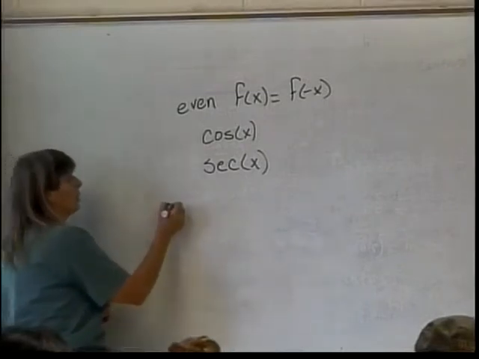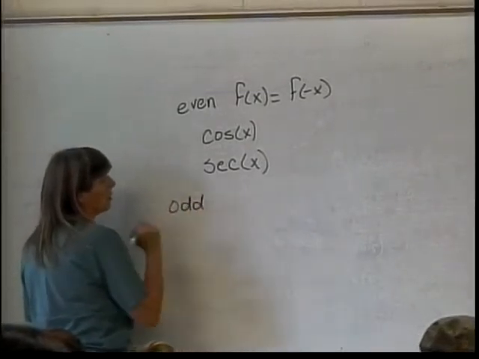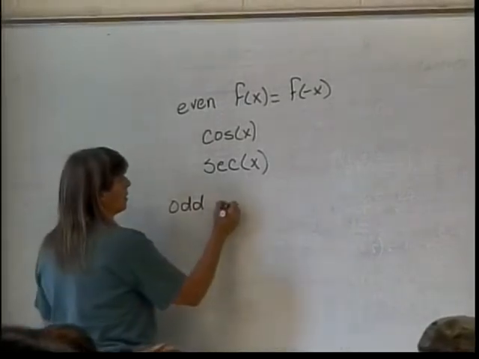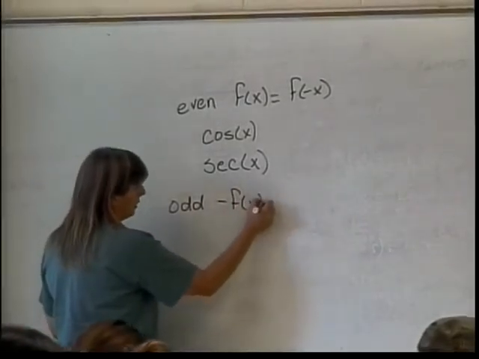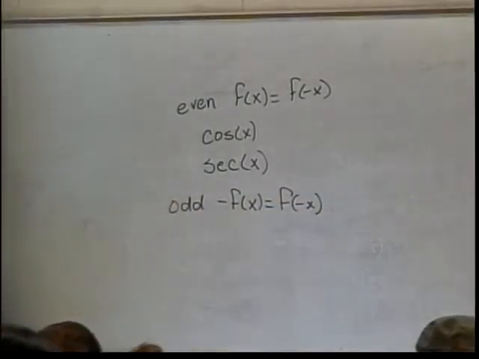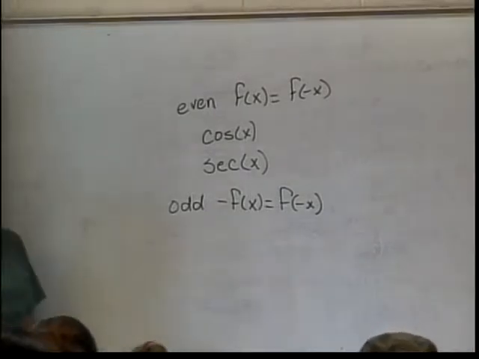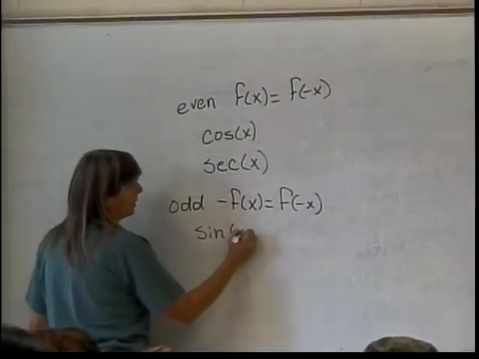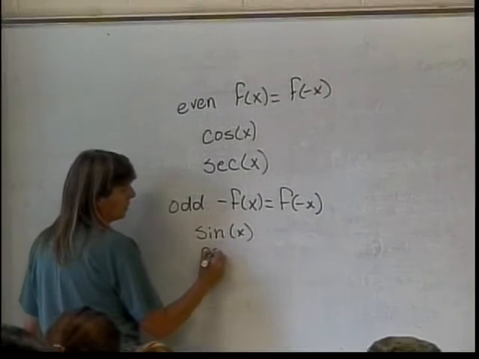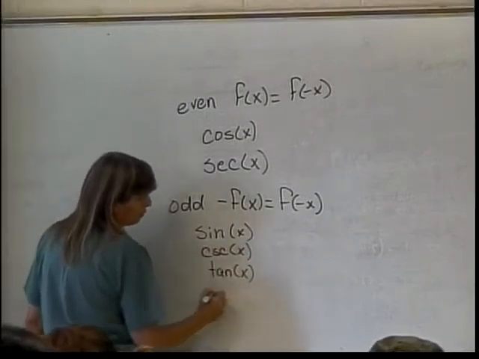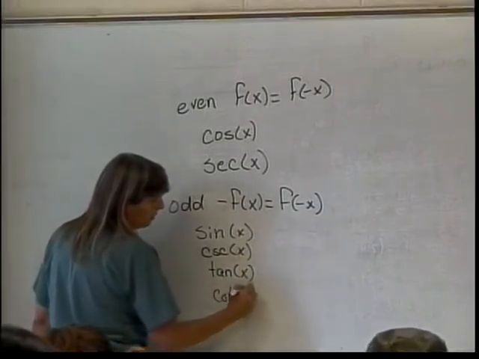All right, then what can you tell me about odd functions? Negative f of x equals f of negative x. That works. So which ones were odd? No, cosine was even. Sine? Sine of x, if the sine of x is odd, then the cosecant of x is odd. Tangent was odd, which would mean that the cotangent would also be odd.